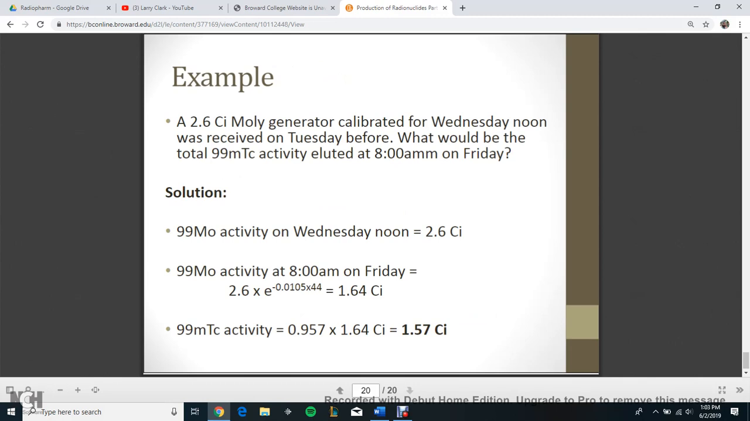For example, a 2.6 curie moly generator calibrated for Wednesday noon was received on Tuesday before. What would be the total Tc-99m activity eluted at 8 a.m. on Friday? The solution. The moly activity on Wednesday at noon was 2.6 curies. So the moly activity at 8 a.m. on Friday, when doing the decay method, is 1.64 curies. So the Tc activity is going to be 0.957 times that 1.64 curies. That equals 1.57 curies. The end.